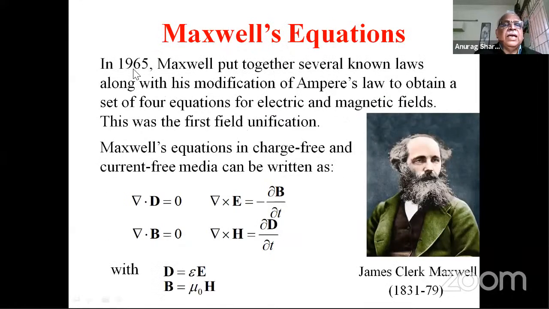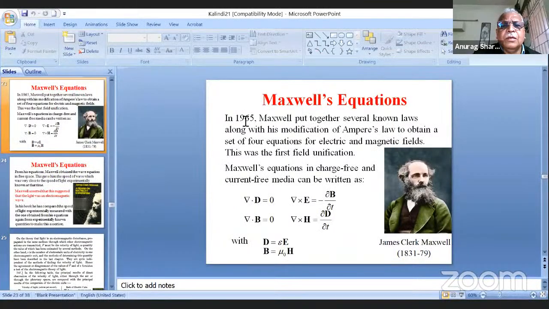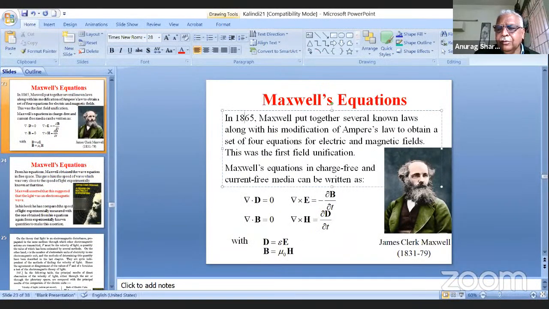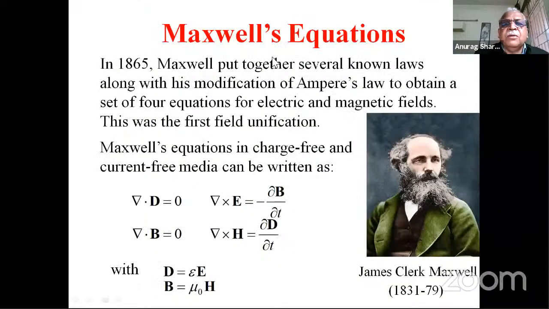Then came Maxwell. In 1865, Maxwell put together several known laws of electricity and magnetism, along with his modification of Ampere's law, to obtain a set of 4 equations for electric and magnetic fields. This was the first field unification. Before that, electricity and magnetism were treated as different fields, but then this was the first unification, and he obtained what is now known as the electromagnetic field.